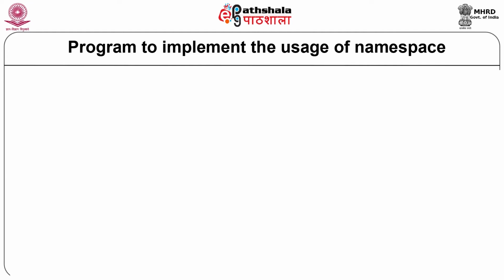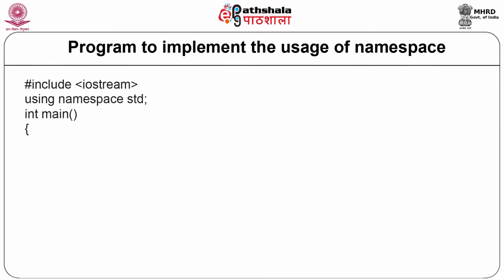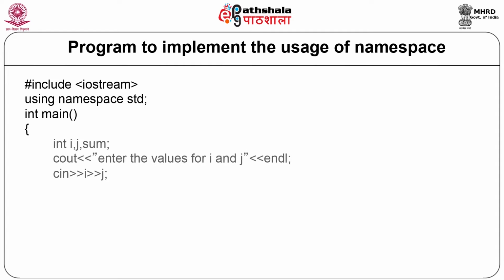Now, we will see the program using the namespace. #include <iostream>. Using namespace std; here the standard namespace is used. We start with the main function. Three variables are declared of integer type: i, j and sum. We are displaying the message to the user, enter the values for i and j. We are taking the input from the user, cin >> i >> j.